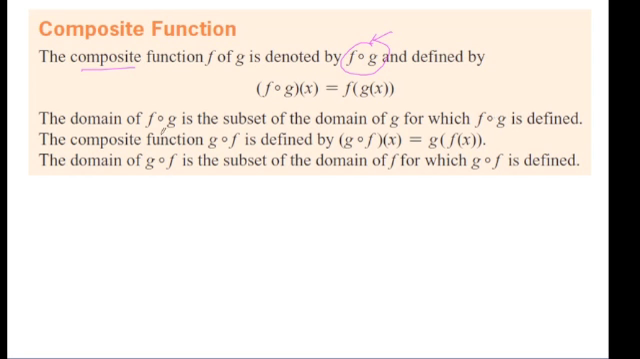So we want to look at the domain of g as we're trying to figure out the domain of the composite function. The composite function g of f is defined by g of f of x equals g of f of x, and the domain of g of f of x is a subset of the domain of f for which f of g is defined. We'll work some problems so this makes a little more sense.